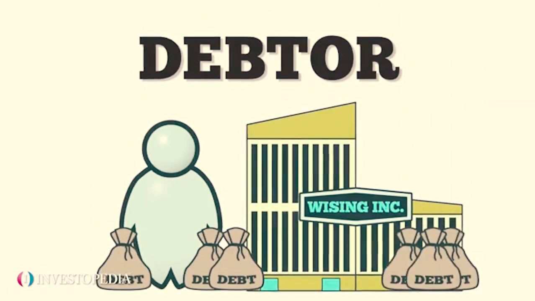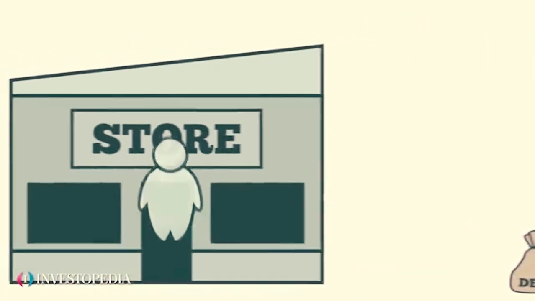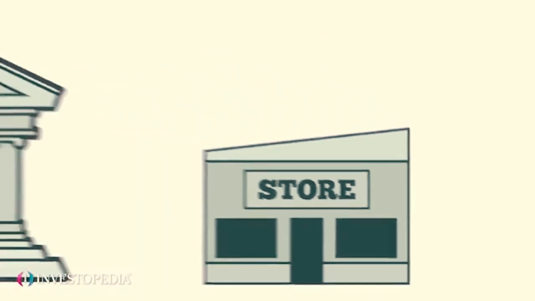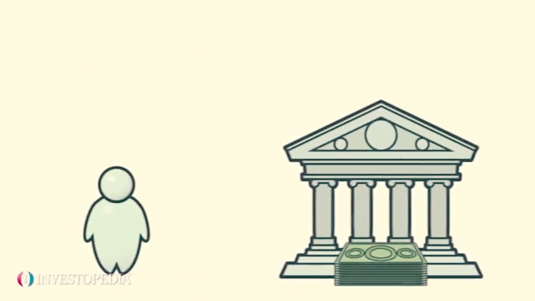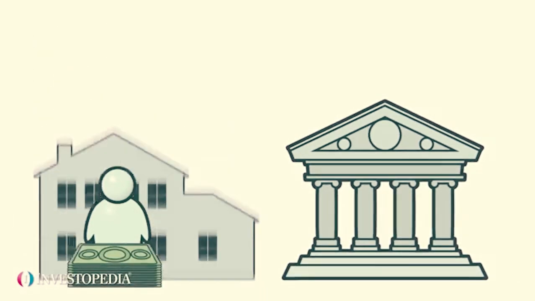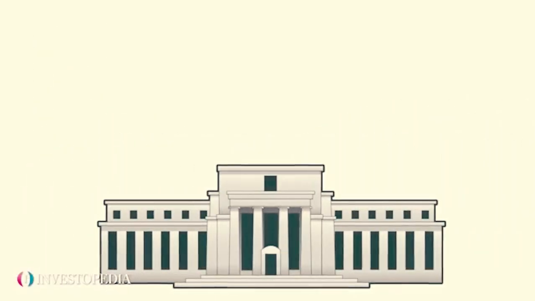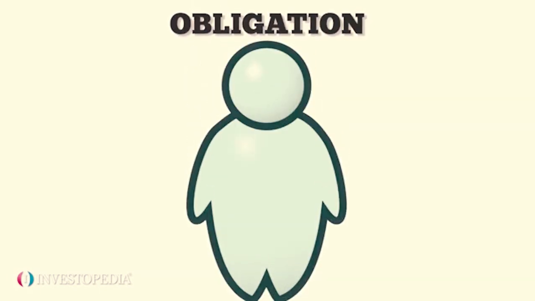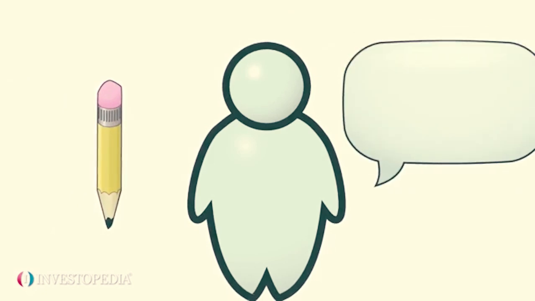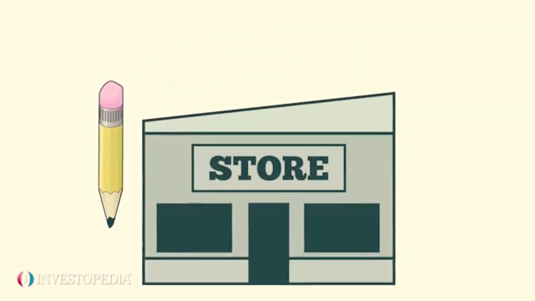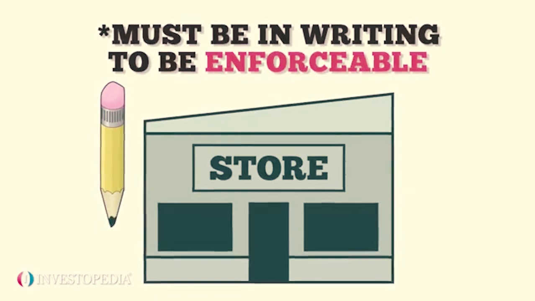A debtor is an individual or company that owes money. A debtor can be a customer who buys goods at a store, a company that borrows money from a financial institution to build a plant, an individual who borrows money from a bank to buy a house, or even a government or company that issues bonds. Note that a debtor has an obligation to repay a debt, a process which is dictated by written and oral agreements, although most business or commercial debts must be in writing to be enforceable.